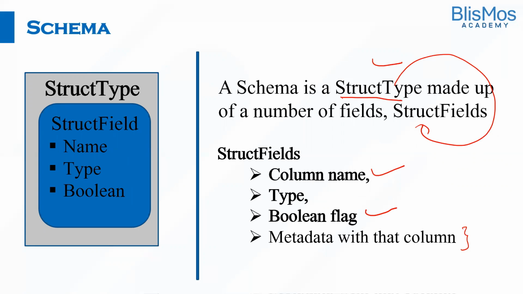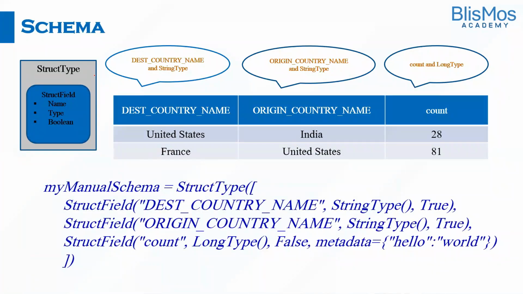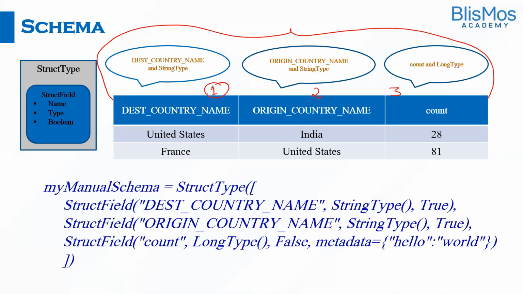Just to recollect, schema is of a struct type, which is made up of a number of fields, the struct fields, which in turn have the column name, the type of the column and also the boolean flag, and if you want, we can have the metadata also. We'll try to understand all these things with an example here. Assuming that I want to define a schema for this particular data frame, which has 3 columns, first, second and third. The first column name being destination country name, the second column name being origin country name, the third column being count.